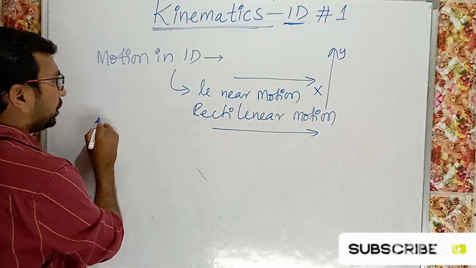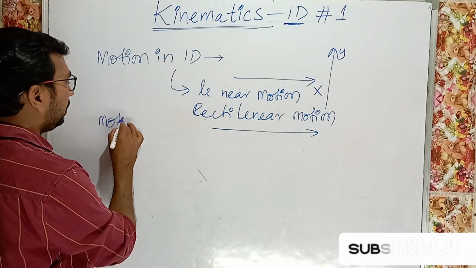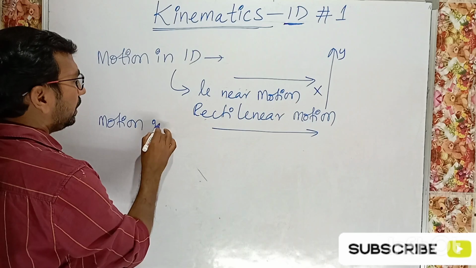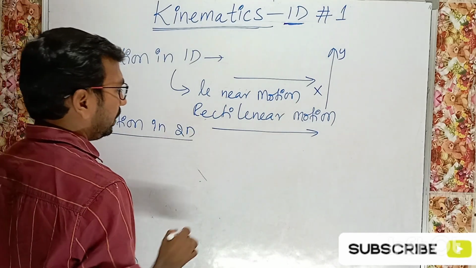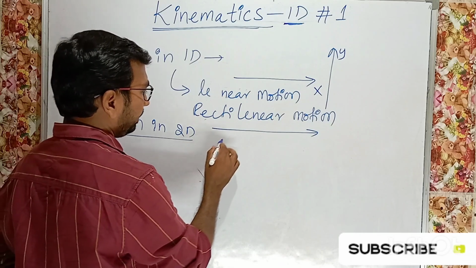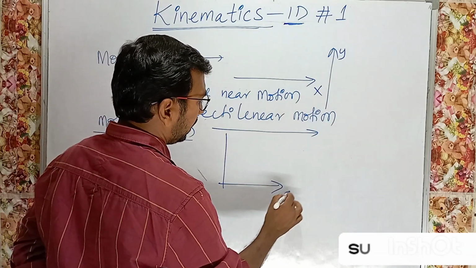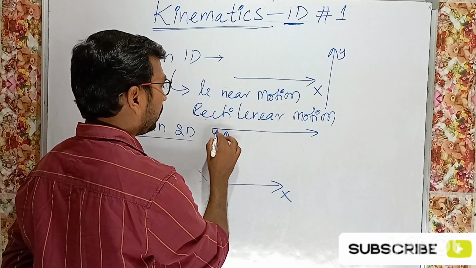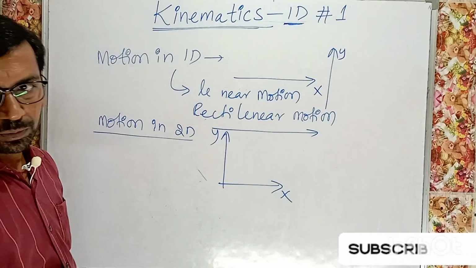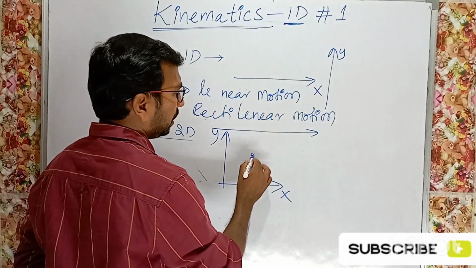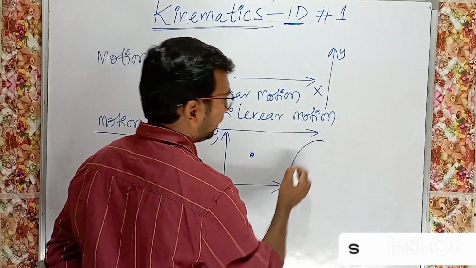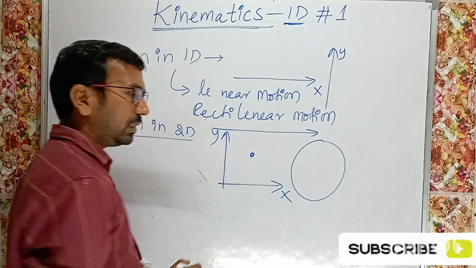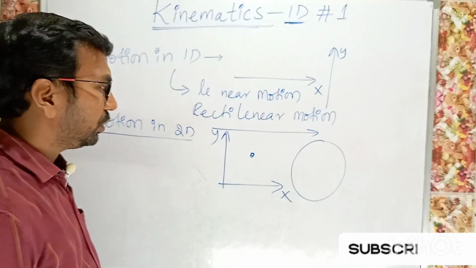Second one, motion in 2D. Motion in two dimensions. If two coordinates are required to describe the position of a body, either x and y coordinates, that motion is called what? Two-dimensional motion. For example, a body moves along a circular path is one of the examples of two-dimensional motion.